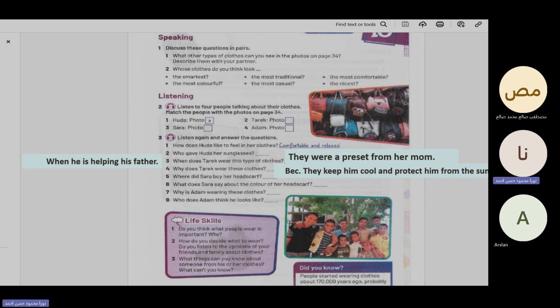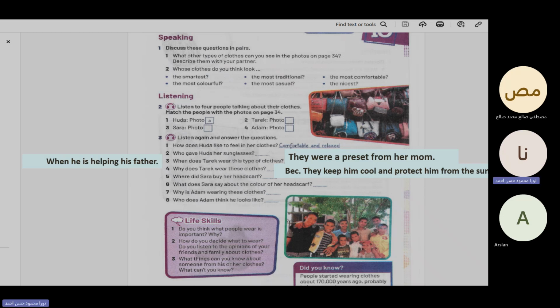Where did Sarah buy her scarf? What does Sarah say about the color of her headscarf? So let's listen to Sarah and find the answers. I'm Sarah, and I'm wearing my favorite color today. I think I dress in a traditional style, but I like to be colorful. My headscarf is from the market. It's a cool color, isn't it?